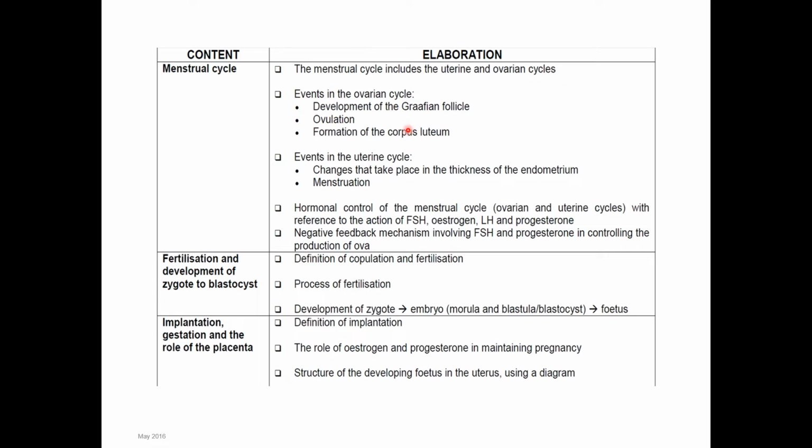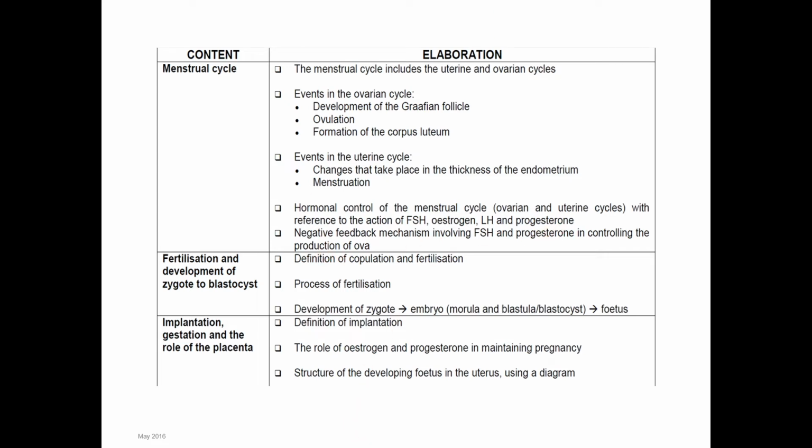In the ovarian cycle, you must know the development of the Graafian follicle, ovulation, and formation of the corpus luteum. In the uterine cycle, you must know changes that take place in the thickness of the endometrium and menstruation. You must also know hormonal control of the menstrual cycle, of both these cycles, ovarian and uterine cycle, by referring to the action of FSH, estrogen, luteinizing hormone, and progesterone.